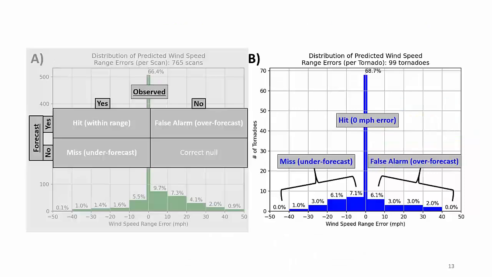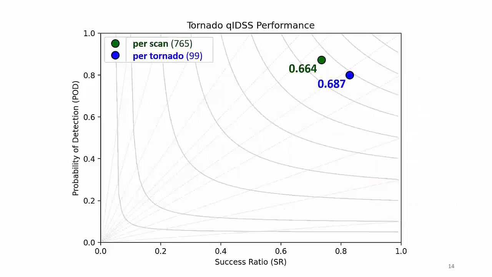So I'm going to take this information right here and plot it in the performance diagrams and a 2x2 contingency table. So if you have a 0 mile an hour error with your wind speed range, that's considered a hit. The misses, which would be an under forecast, and the false alarms, meaning an over forecast, and plot this in a performance diagram. And this is where you would find this information in the upper right part of the diagram, where POD is very high. The success ratio, which is the inverse of the false alarm, is very good. And the CSI values there, you can see 0.66 and 0.687, which is very, very good.